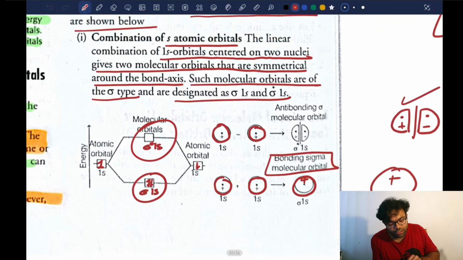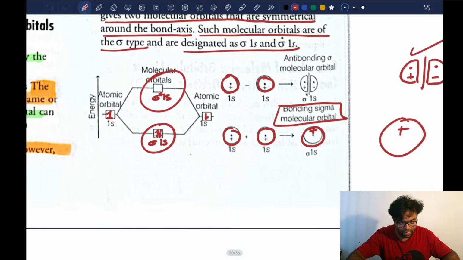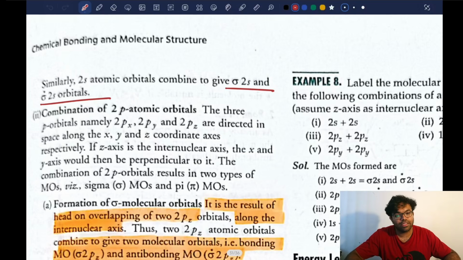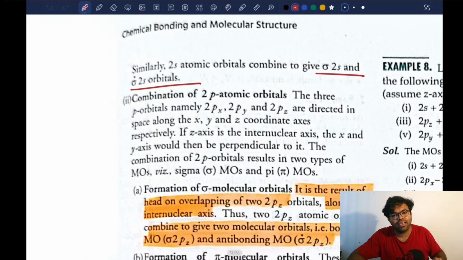The linear combination of 1s orbitals centered on two nuclei gives two molecular orbitals that are symmetrical around the bond axis. They are perfectly symmetrical. Such molecular orbitals are of the sigma type, and they are designated as sigma 1s and sigma star 1s. Next. Similarly, 1s and 1s combine to form sigma 1s and sigma star 1s, and 2s and 2s combine to form sigma 2s and sigma star 2s.